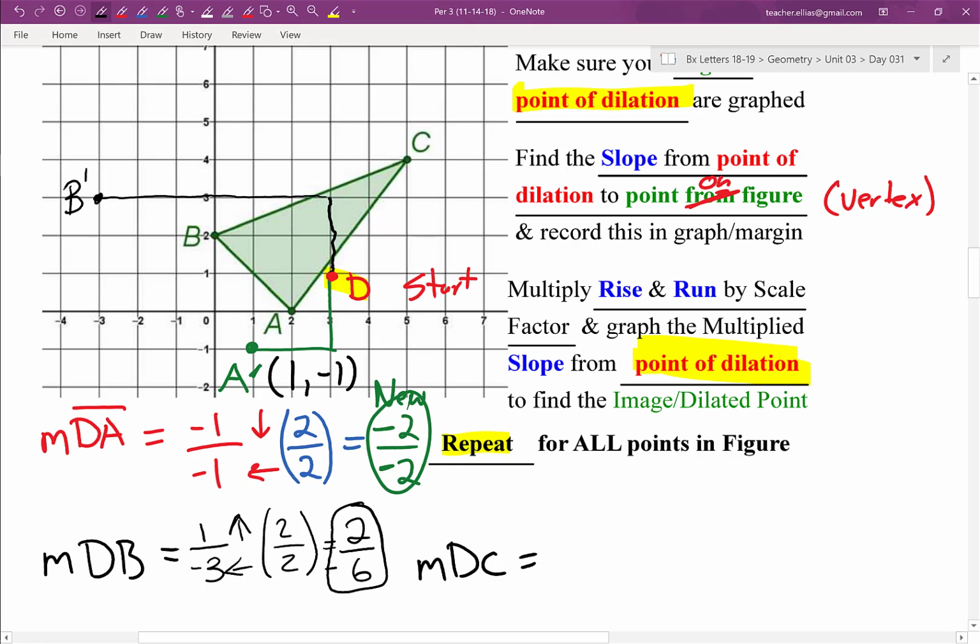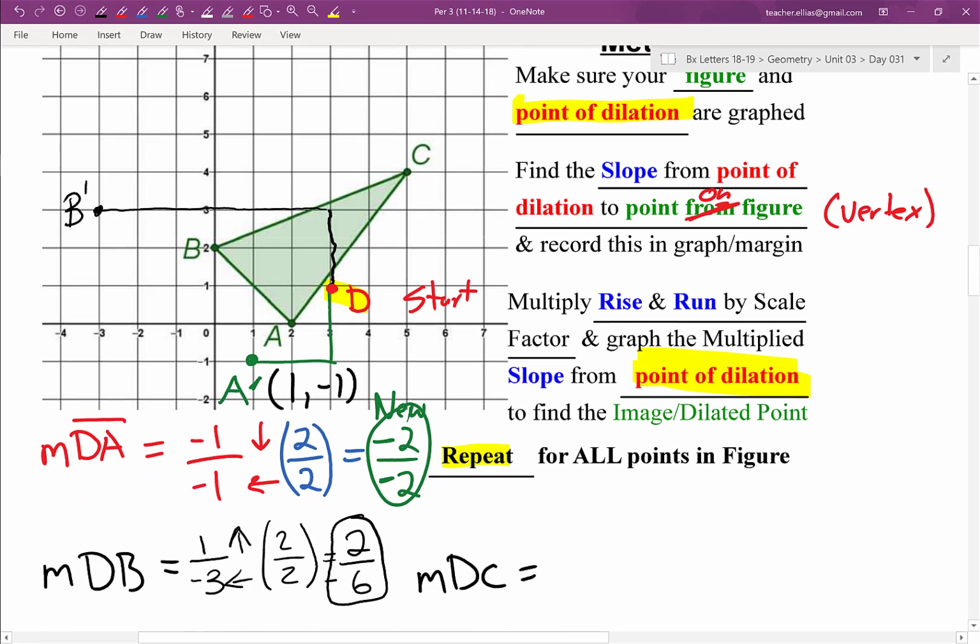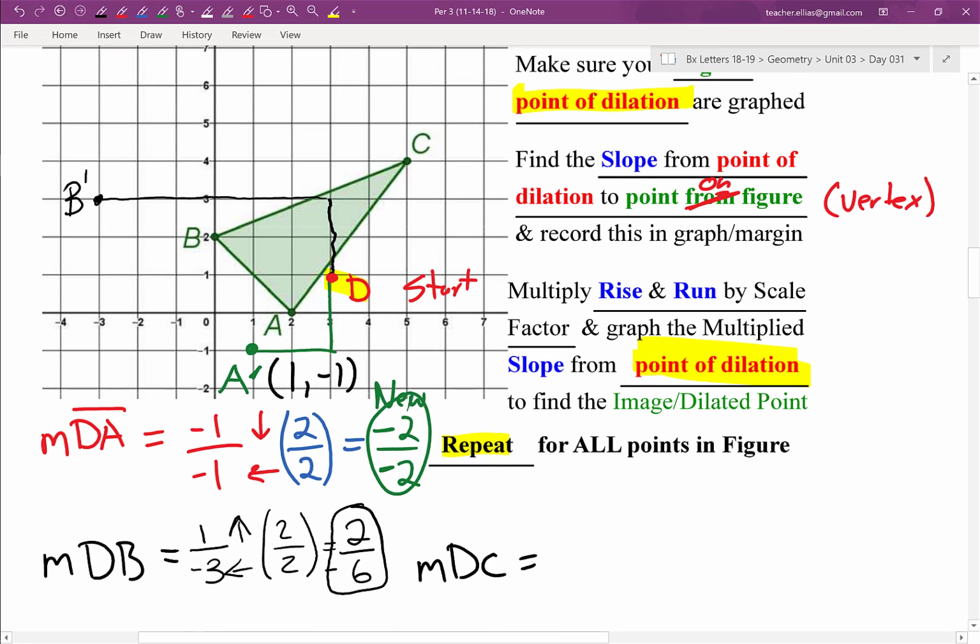So now instead of going from the point of dilation, from D to B, going up 1 and over 3, we're going to do this new dilated slope. We're going to go positive 2, up 2, and negative 6, to the left 6. That's how we're getting B prime. You would then connect A to B, and once we get C prime, you'd finish it off there.